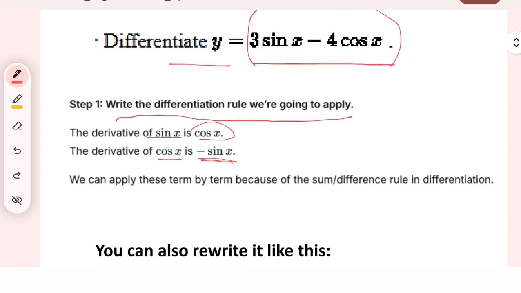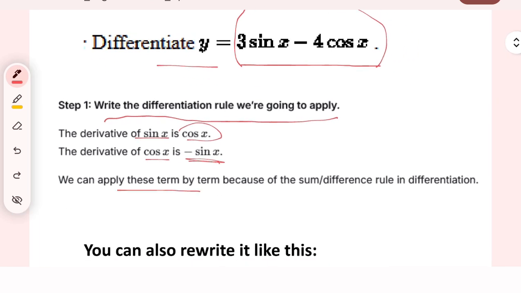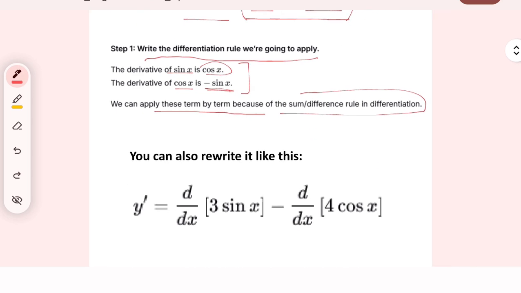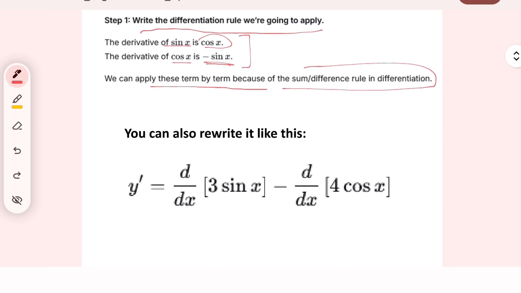We need to know that because we can apply the sum and difference rule of differentiation, and we can use these derivatives later on. So we must know what the derivative of sine is and what the derivative of cosine is. The derivative of sine x is cosine x, and the derivative of cosine x is negative sine x. And then we can rewrite it this way.